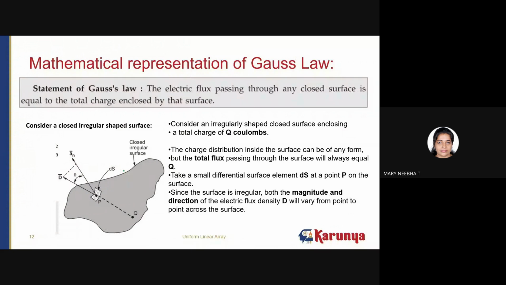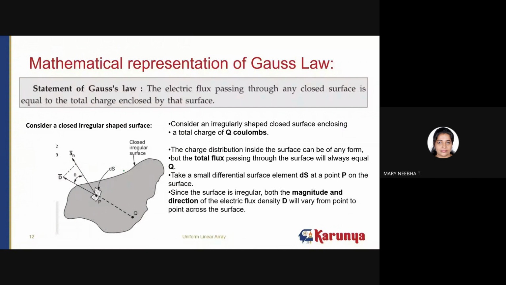You all know that an is the normal to the surface and D is the electric flux density, so there is always some angle theta between the two vectors. The charge is placed here, and because of this charge distribution, flux lines are produced. The flux lines passing through the surface will always be equal to Q. The differential surface element we are taking is dS, at some point P. You can take it anywhere, but here we are taking it at this point P. You can also take it at this point Q.